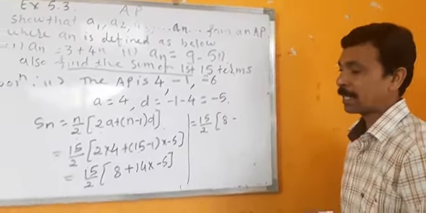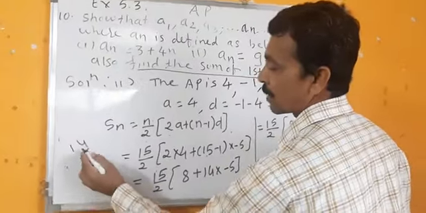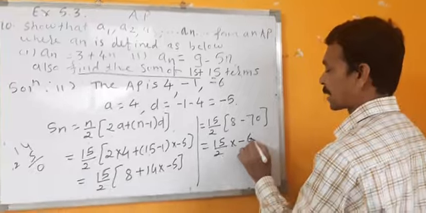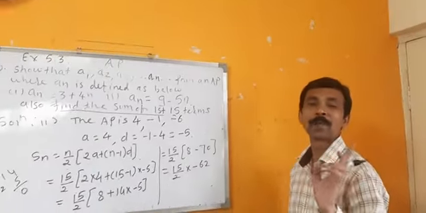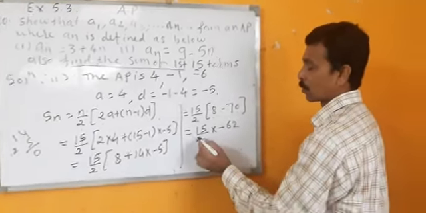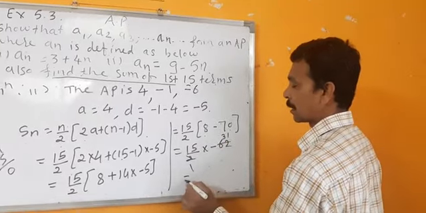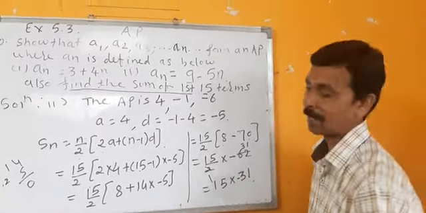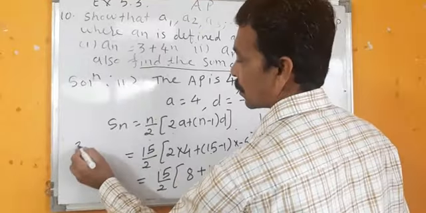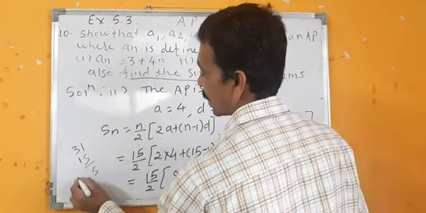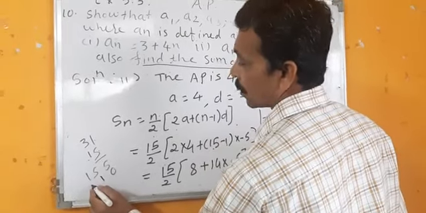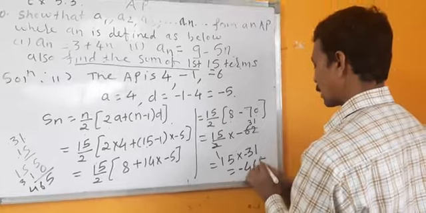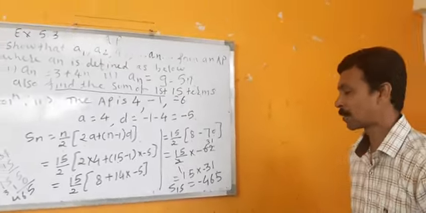14 into 5 is 70. So it is 15 upon 2 into 8 minus 70, which is minus 62. Sn can come negative, n cannot be negative. 8 minus 70 is minus 62. 2 ones are 2, 31 ones are 31, so it is 15 into minus 31. Let's see the multiplication: 31 into 15 is 465. So it is minus 465. So S15 in the second case is minus 465.